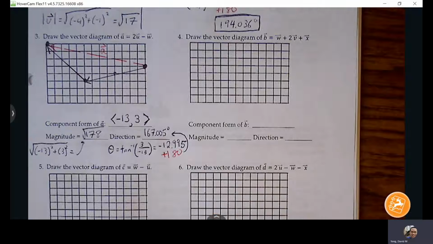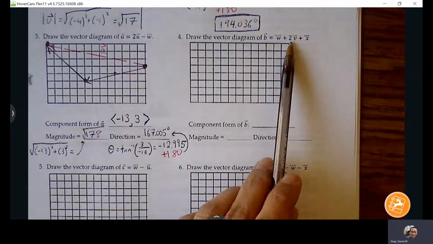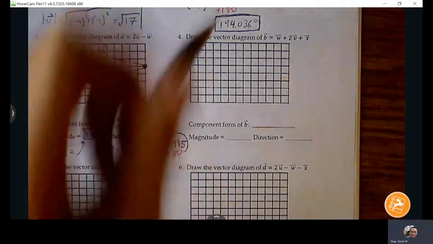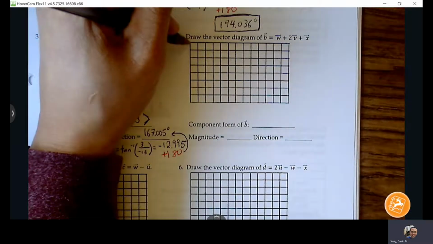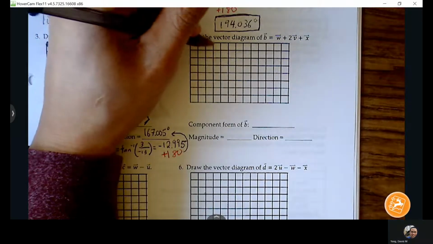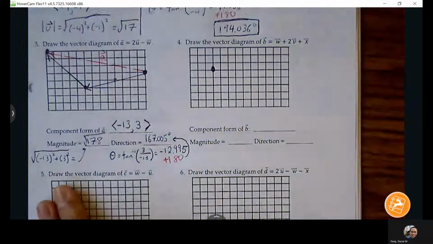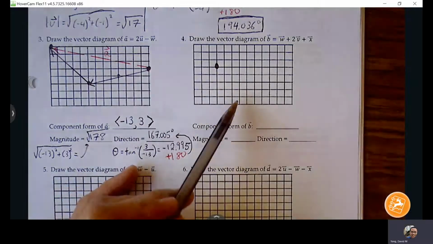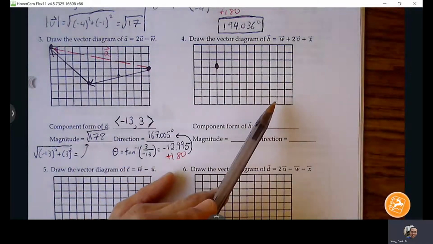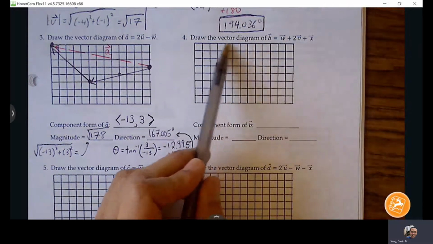Okay, number 4. Oh, question? Yeah, go ahead. Number 4, draw a vector: w plus 2v plus x. I want to let you guys start in a spot so you don't run out of room. Start here when you build your vectors. Vector w followed by 2 times vector v, and then over to vector x.